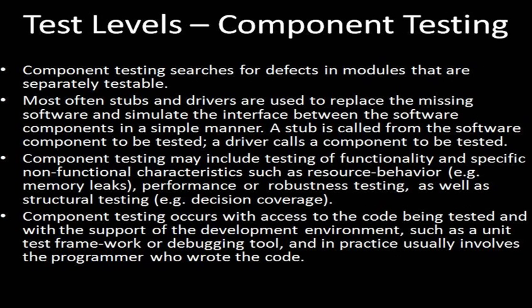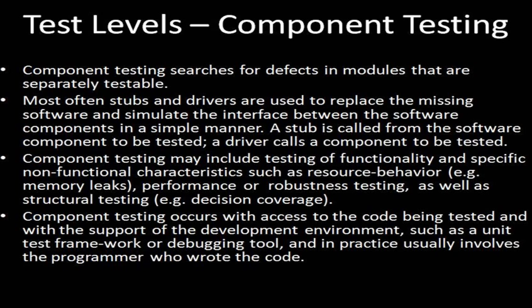The first test level is component testing. Component testing, also known as unit, module, and program testing, searches for defects in and verifies the functioning of software, e.g. modules, programs, objects, classes, etc., that are separately testable. Component testing may be done in isolation from the rest of the system depending on the context of the development life cycle and the system.